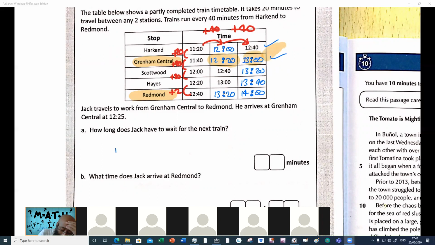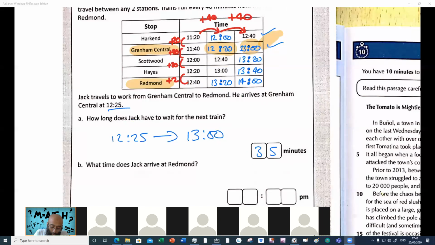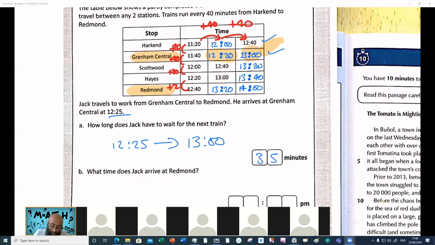So they want to know how much time there is from 12:25, his arrival time, and the next train that leaves there, which is 1300 hours. So how many minutes is that then? 35. Okay, 35 minutes. Fantastic, young man. Beautiful. Next, what time does Jack arrive at Redmond?